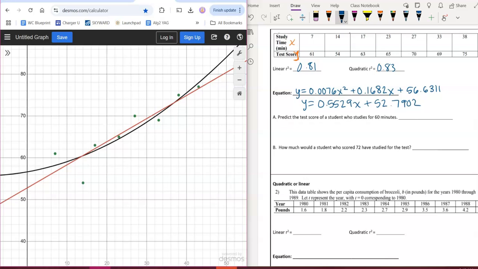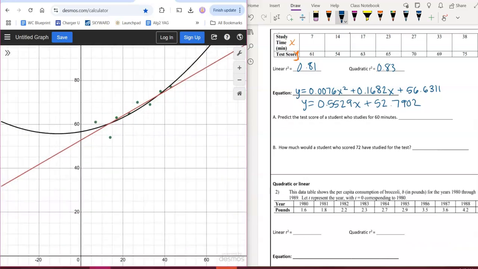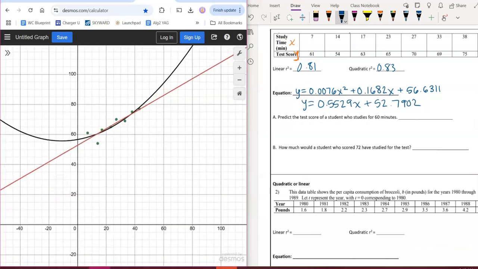I think the quadratic graph would be better, just because it's curved a little bit. Plus, we are in the quadratics unit, so that's kind of a hint there. Okay, it says predict the test score of a student who studies for 60 minutes. The time was the x value. So how can we predict the test score for 60 minutes? What should we look at on the graph?